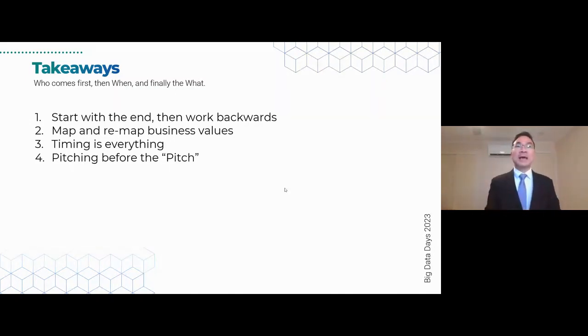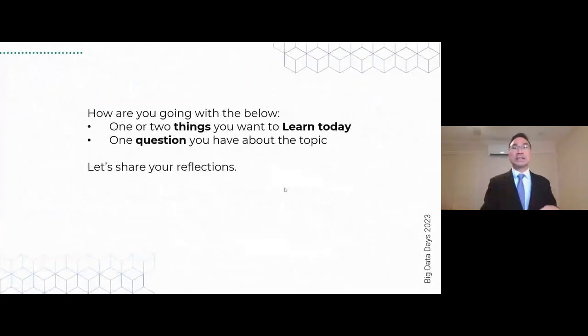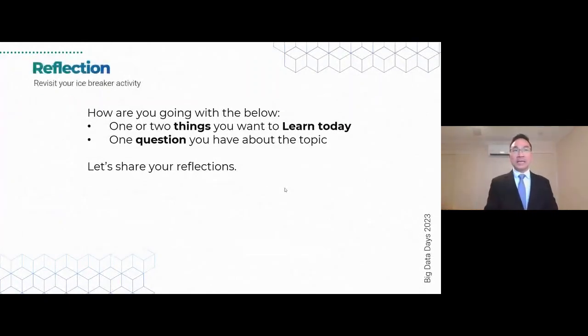Any organization will change over time, especially right now. The priorities are different, the conditions are different, and the people are different. So you have to understand that your good idea might be obsolete in no time at all. So be ready to rethink and remap it, and then believe in yourself. Timing is everything, and then do the pitching before the actual pitch. That's the last takeaway. Okay, so that is the presentation from me.